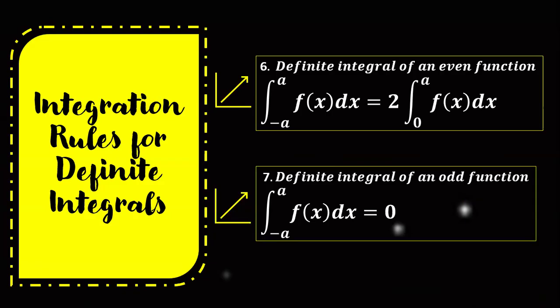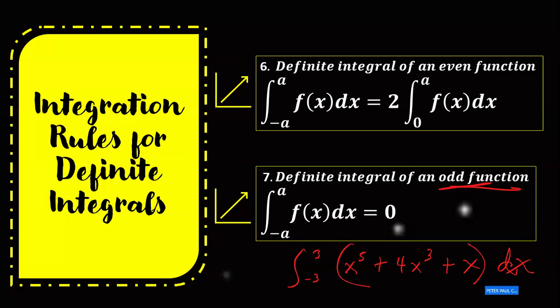Now, what if you have, for example, the integral from -3 to 3, and your function is an odd function, like x to the 5th plus 4x cubed plus x? All of these are odd functions. So whenever it is an odd function, the answer is always 0. No need to think about it.